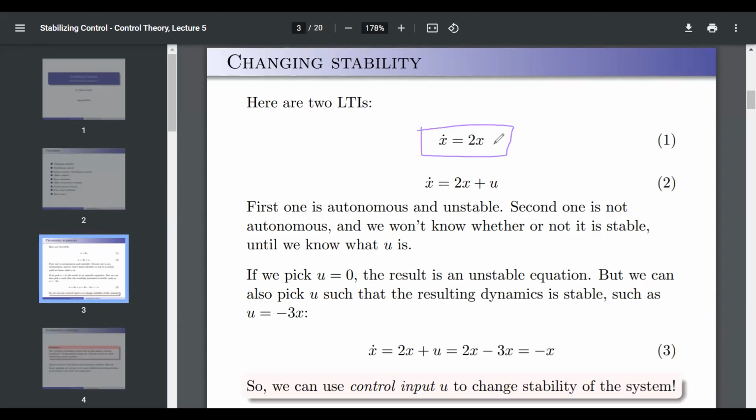This is an autonomous LTI. Please remember the terminology, right? Why do I say it is LTI, linear time invariant? Well, because this coefficient does not depend on time. That's what it means to be an LTI. Why do I say autonomous? Well, because x dot equals f(x). This describes the system. The derivative of x depends only on x itself, does not depend on time.